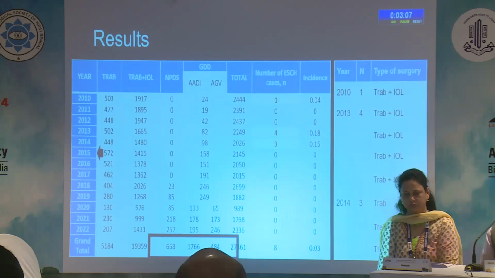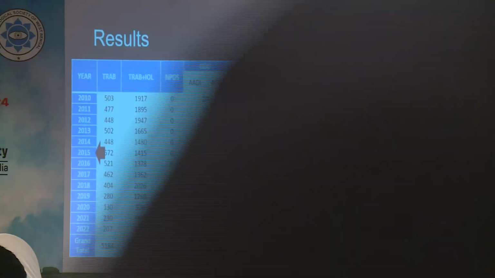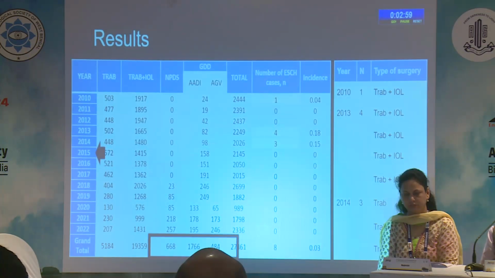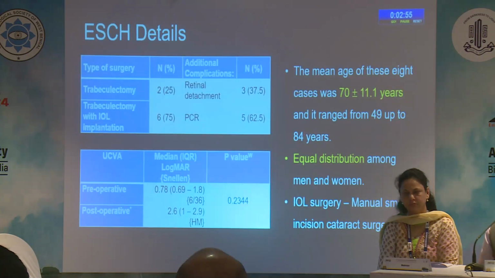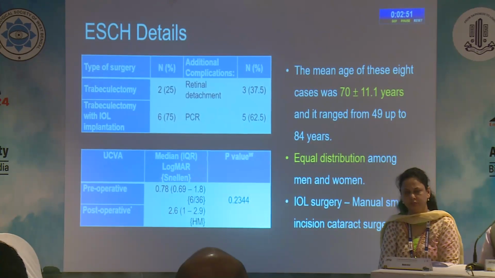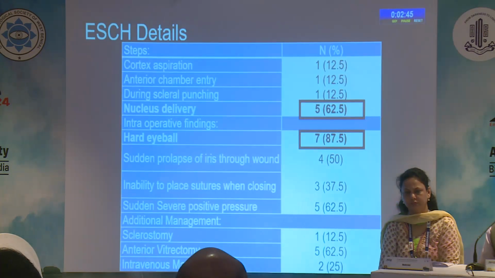So one point to note here is that because of the occurrence of ESCH from 2010 to 2014, from 2015 there was a change in the protocol followed in the institution backed by risk stratification, which I will discuss later. Now, all of the 6 combined procedures were trabeculectomy with manual small incision cataract surgery, and 5 of those cases had rent of the posterior capsule. The post-operative vision of these patients was poor. Nucleus delivery was the most common step at which ESCH was noted.